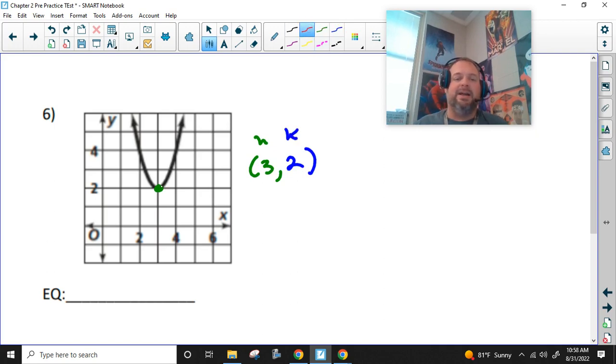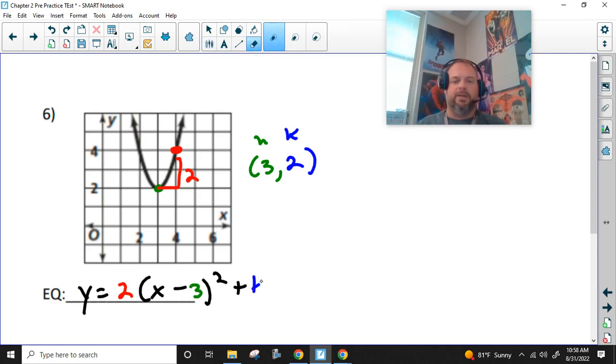All right. To find my A, this is where it crosses again on the little grid thing. So I went up 2. So that is my A value. Oh, I almost wrote K instead of 2.